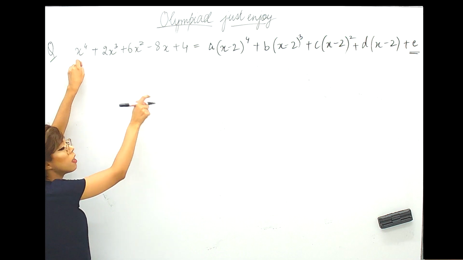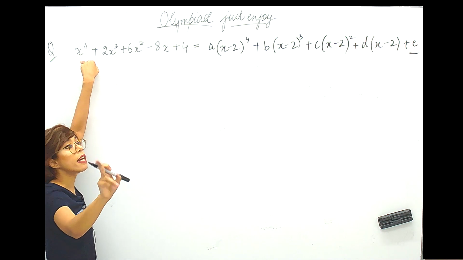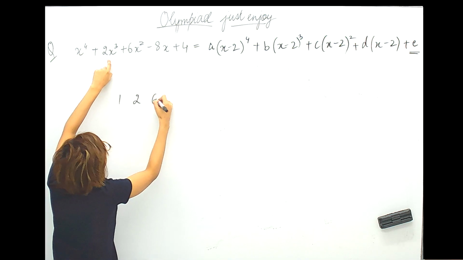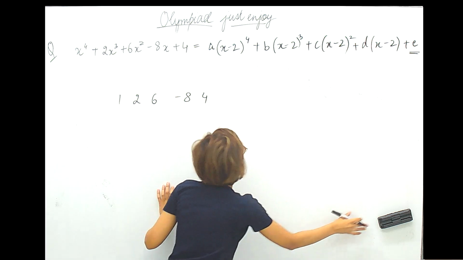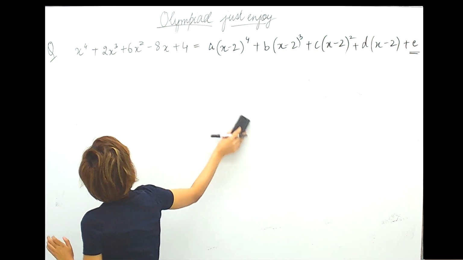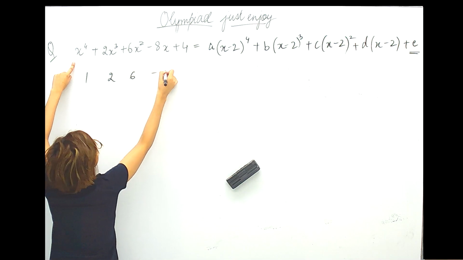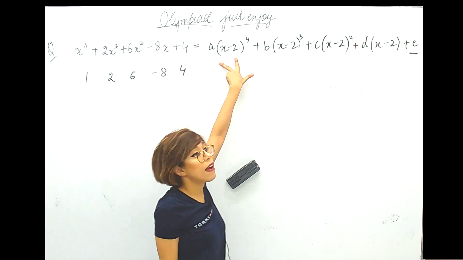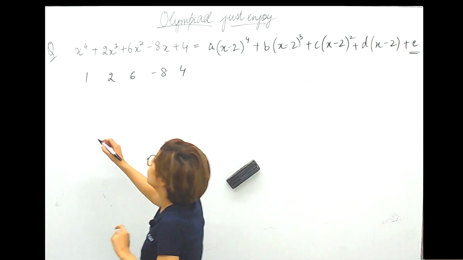So, सबसे पहले coefficients लिखती हूँ मैं on the board now. So, coefficients 1, 2, 6, minus 8, 4. थोड़े गैप पे लिख देते हैं. So, 1, 2, 6, minus 8, 4. Right? And my factor is x minus 2. मैं यहाँ पे लिखूंगी 2.